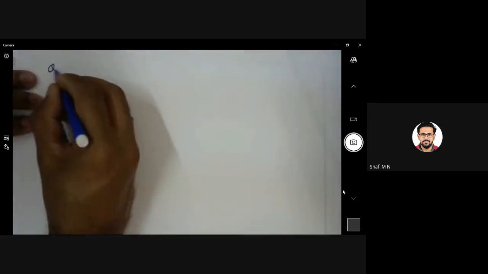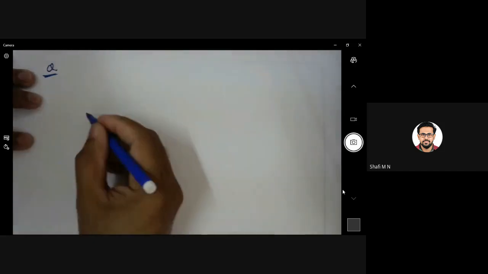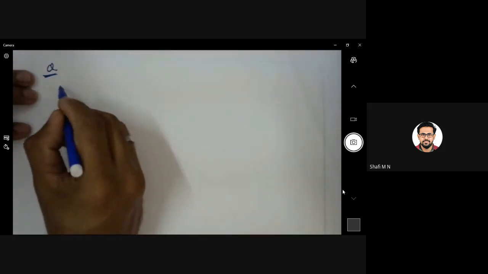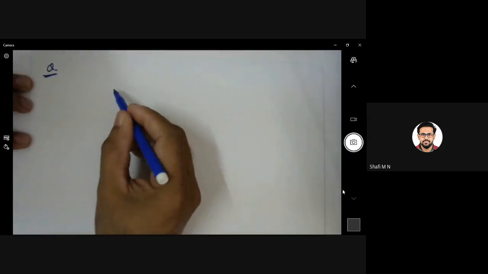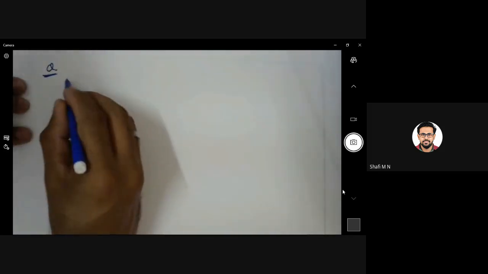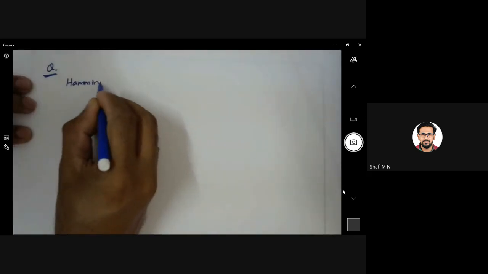So you write the question like this. Hope you have yesterday's question with you, so you can continue with that, or you can make it the B part of yesterday's problem. You have to design the same filter using the Hamming window, H-A-M-M-I-N-G, Hamming window.